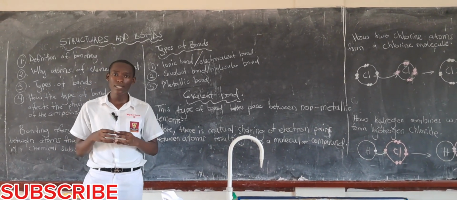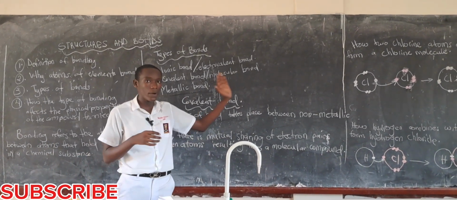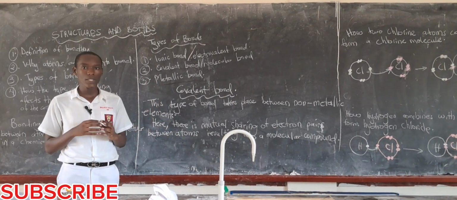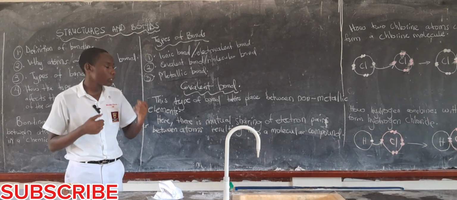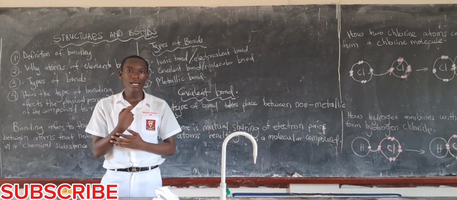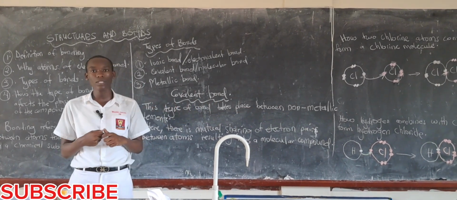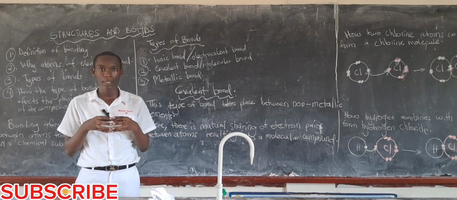Now, we look at a scenario where in ionic bonding, there was a transfer of electrons. But in covalent bonding, we are not transferring electrons. We are actually sharing electrons. So it means one atom will contribute an electron, and another one will also contribute an electron, so we can have what we call an electron pair.